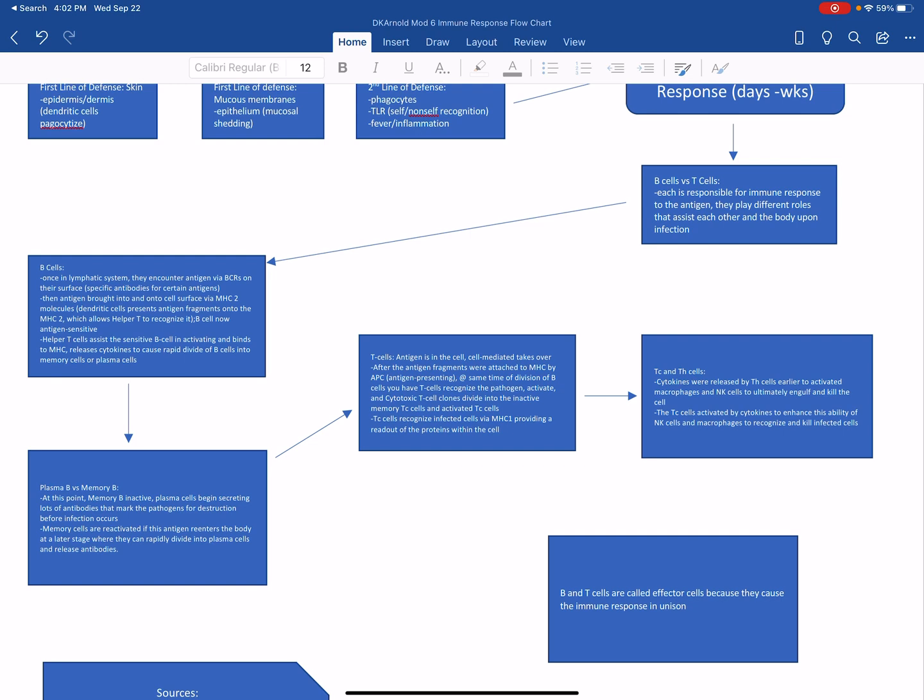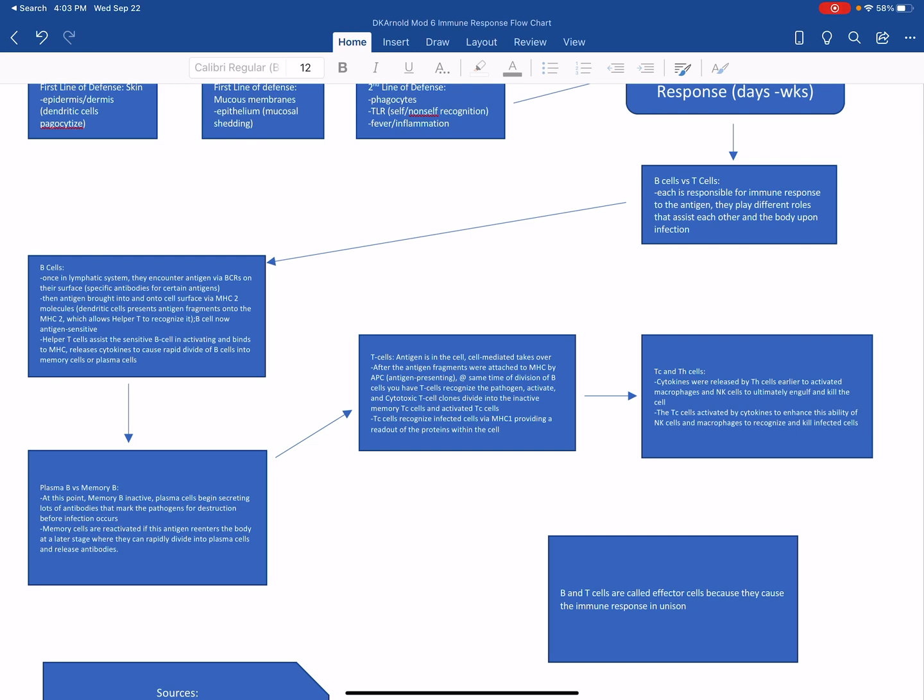So the antigen is now within the cell, and the cell-mediated response is going to take over. Once antigens are broken down and engulfed into many fragments, antigen-presenting cells take pieces of these antigen fragments and cause them to attach to the MHC. Once that happens, T cells are able to recognize the pathogen and activate, causing cytotoxic T cell clones to divide into either inactive memory cytotoxic T cells or activated cytotoxic T cells.